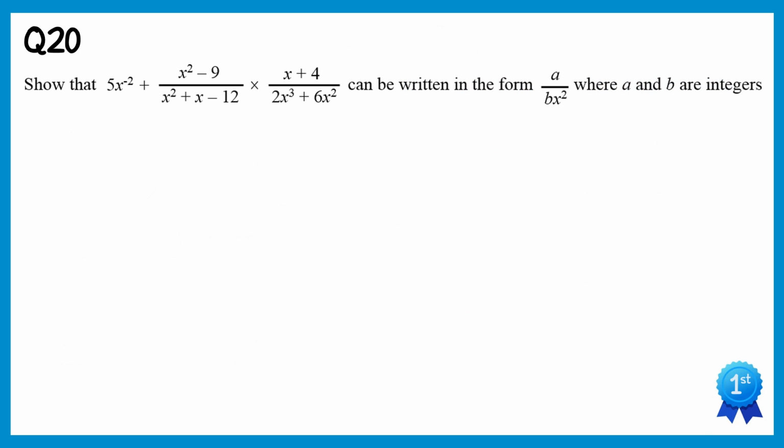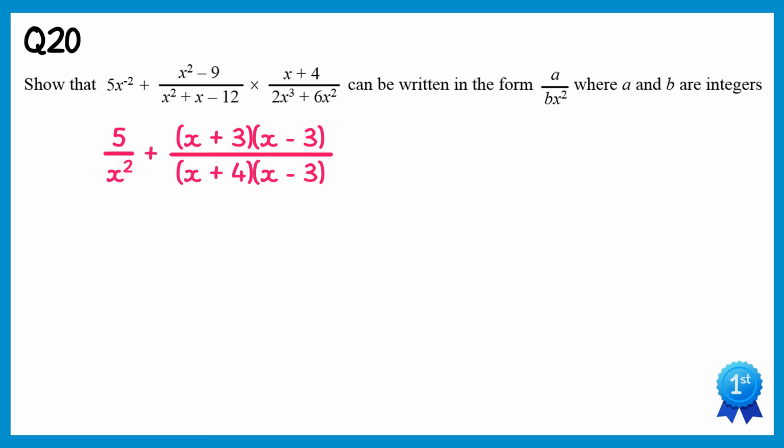The first thing to do in this question is rewrite 5x to the negative 2 as 5 over x squared, using a negative index rule. For the fraction, we can factorise the top. x squared minus 9 is the difference of two squares, so you should factorise this as x plus 3 and x minus 3. On the bottom we have a quadratic. This one factorises to x plus 4, x minus 3.